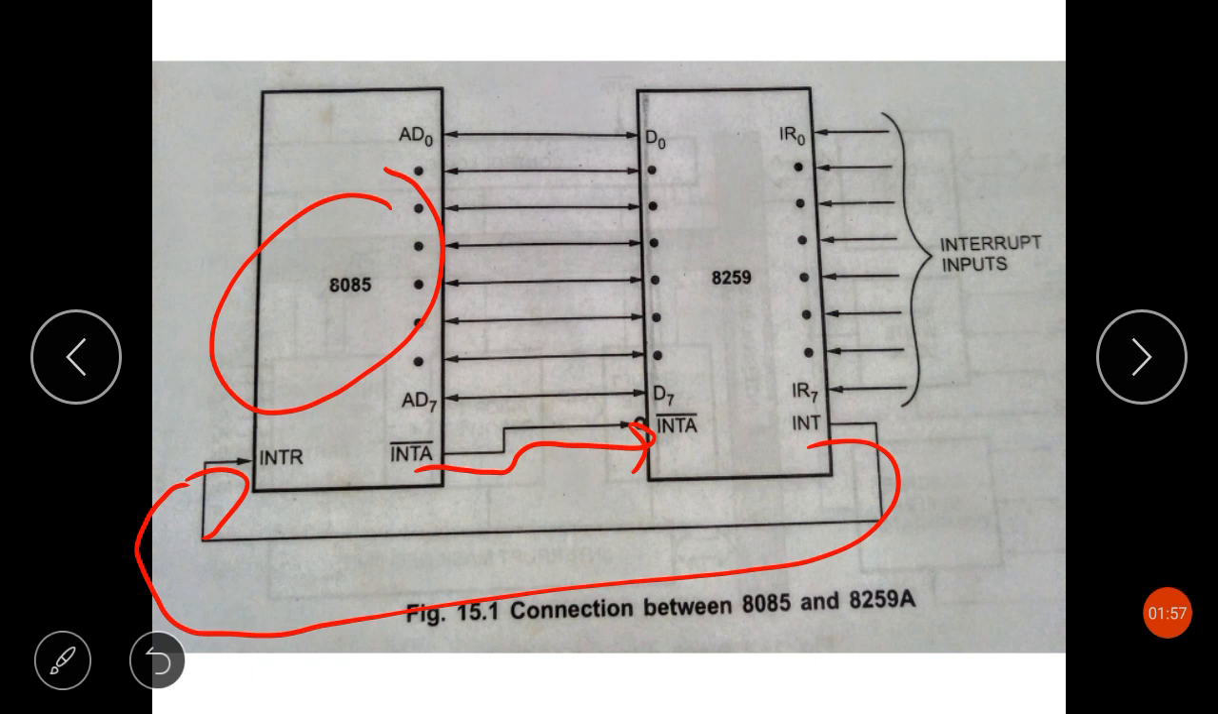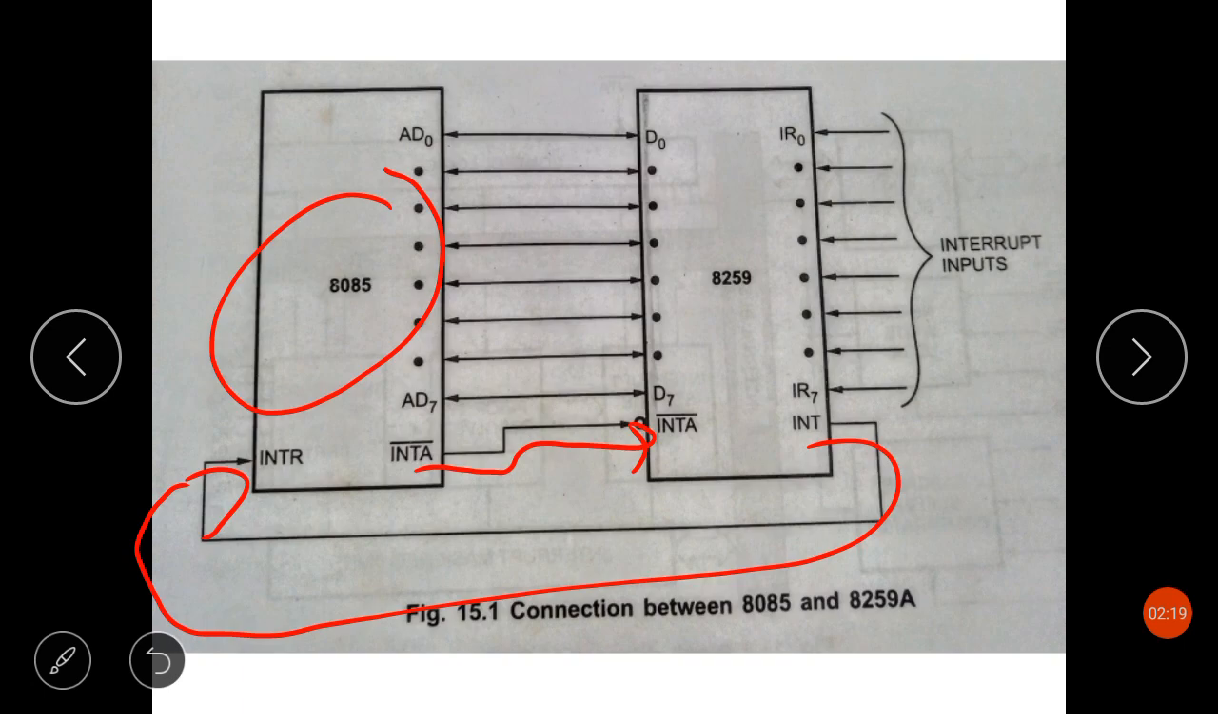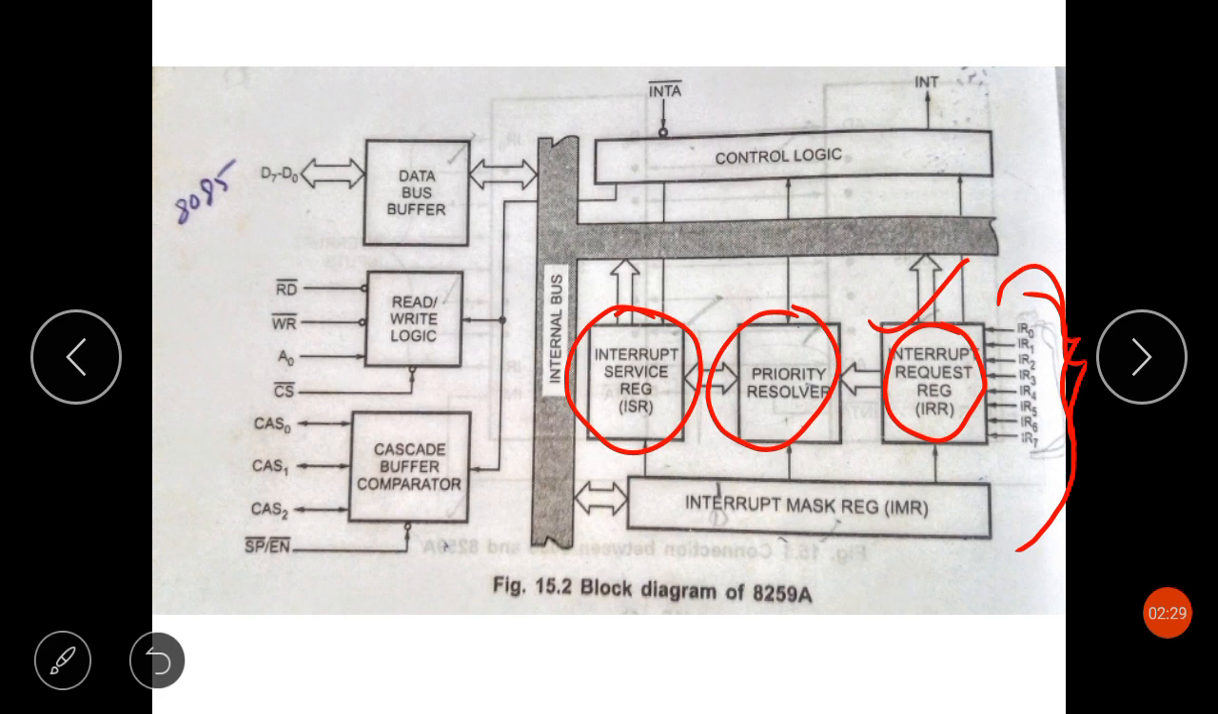Now upon receiving an INTA bar pulse from the 8085 microprocessor, in the interrupt service register, the highest priority interrupt service register bit is set, and the corresponding IRR bit is reset. What I'm trying to say is, once the microprocessor acknowledges that it is going to service the interrupt, inside the 8259 the interrupt service register is set for the corresponding IRR bit which is going to get serviced. How does it get to know which interrupt request is going to get serviced? How does the interrupt service register know?